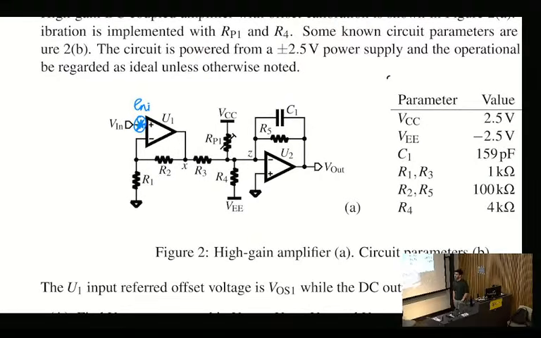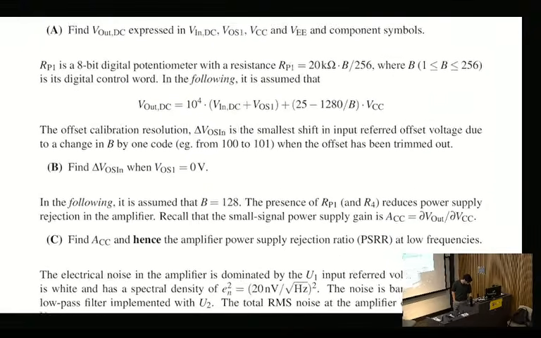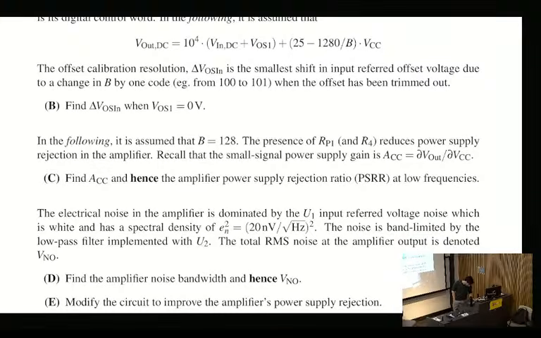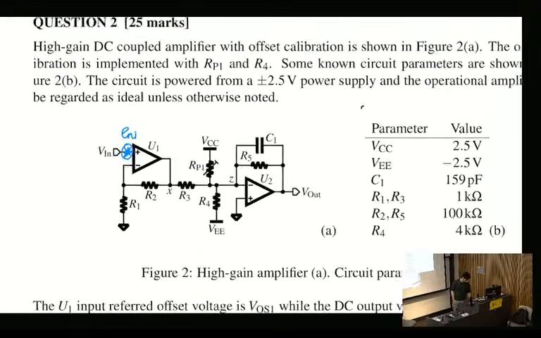So the power supply rejection ratio is not something which is specific to the internal problems of an amplifier, right? If there is some external dependency on the power supply that is somehow going into my circuit and being amplified, that's a connection that will amplify any ripples on VCC. And I think it also alludes to this in one of the questions. It says, in the following, so if we look at part C, the presence of RP1 and R4 reduces power supply rejection in the amplifier. Why might that be the case?